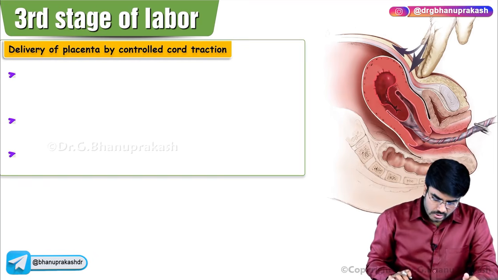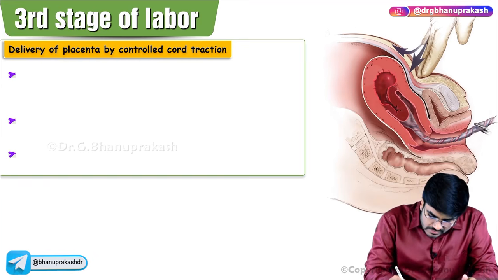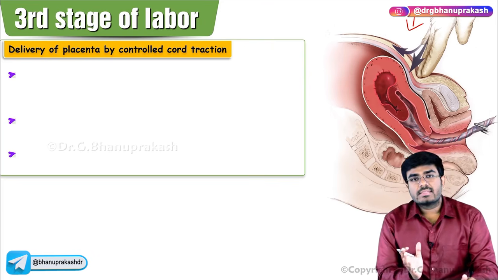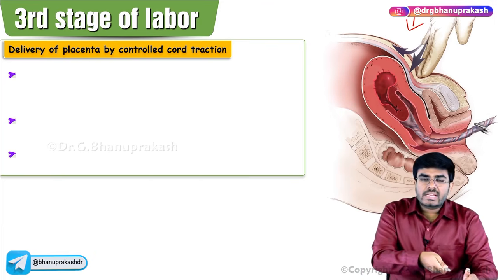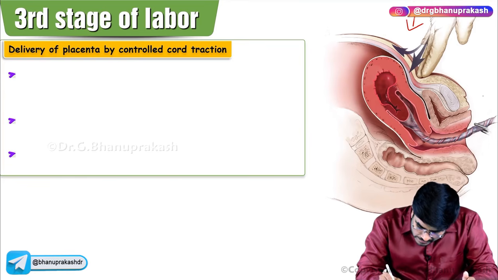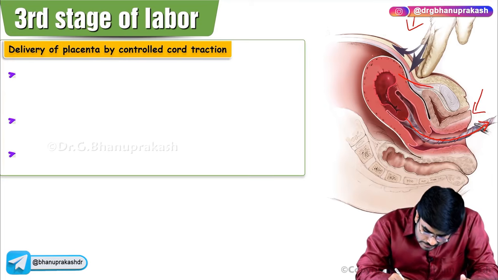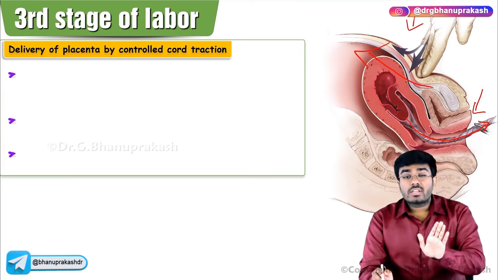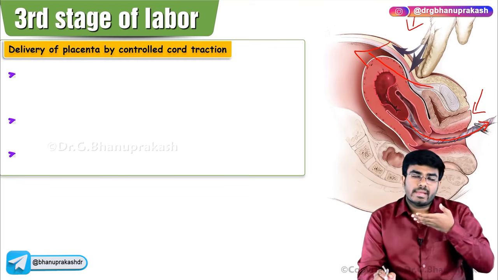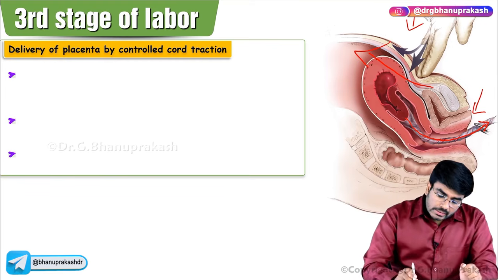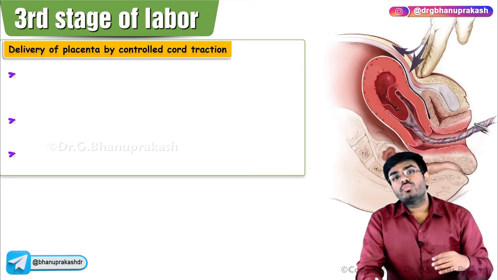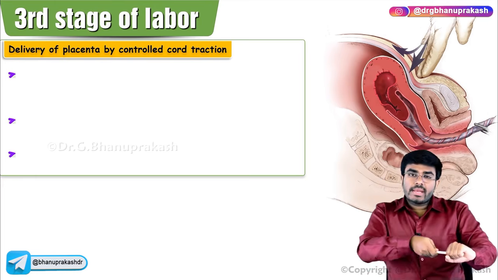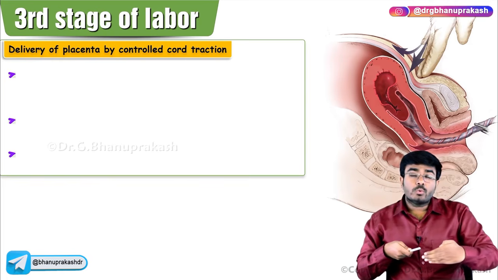Now, how to do that? Please concentrate. Even in this image it is very clear: with one hand the fundus is pushed towards the head, and with the other hand gentle traction is applied on the cord. Why? Because if you don't follow such maneuvers, there is a risk of uterine inversion. Inappropriate contraction causes uterine inversion.